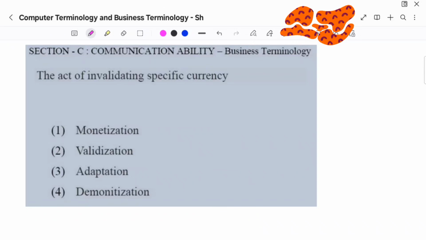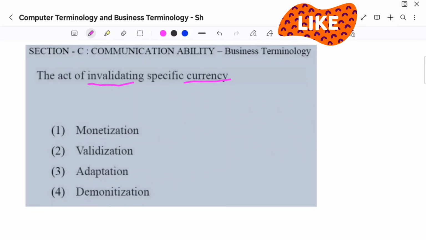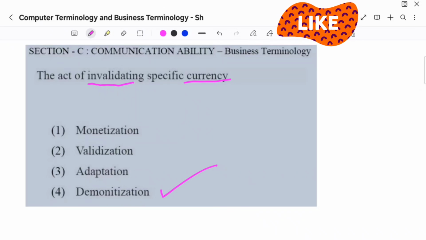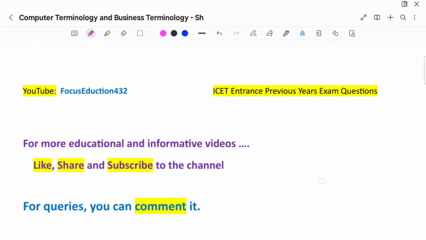Now next question. The act of invalidating a specific currency. Suppose we have some currency; a few years back this happened in India also with the 2000 rupee note. Suddenly some government decision comes to invalidate it, that means it is no more legal tender and will no more be used in the market. So invalidating a specific currency is known as what? Most of you know this. Demonetization. The correct answer here is demonetization, not validating but invalidating. With this we have completed the 10 questions from the 2024 shift 2 paper.